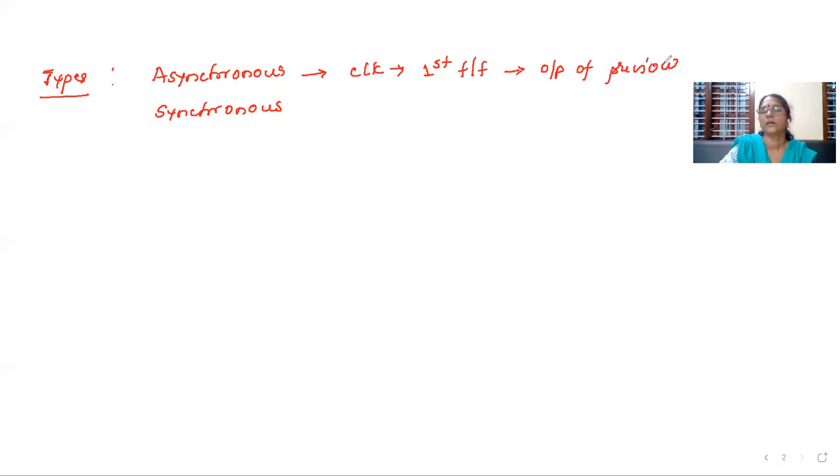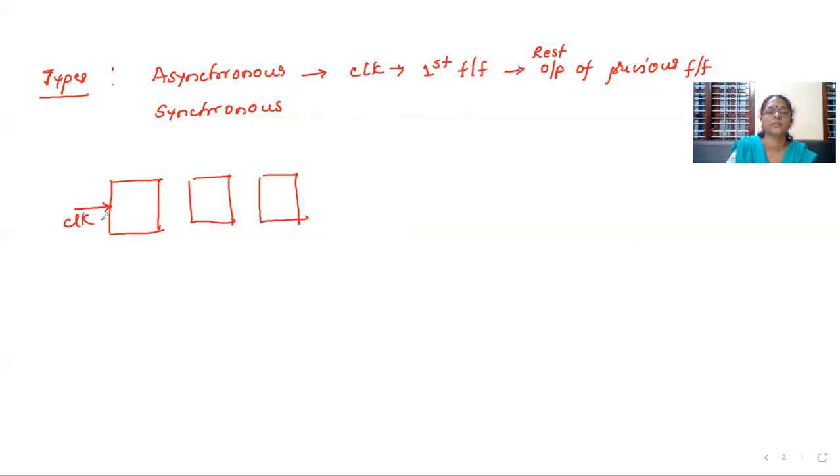For the rest of the flip-flops, the output of the previous flip-flop will be the clock pulse. So see, if we have three flip-flops like this, for the first flip-flop, the clock pulse is given directly. This is the clock pulse. For the next flip-flop, the clock pulse is from the output like this. So this is called asynchronous.